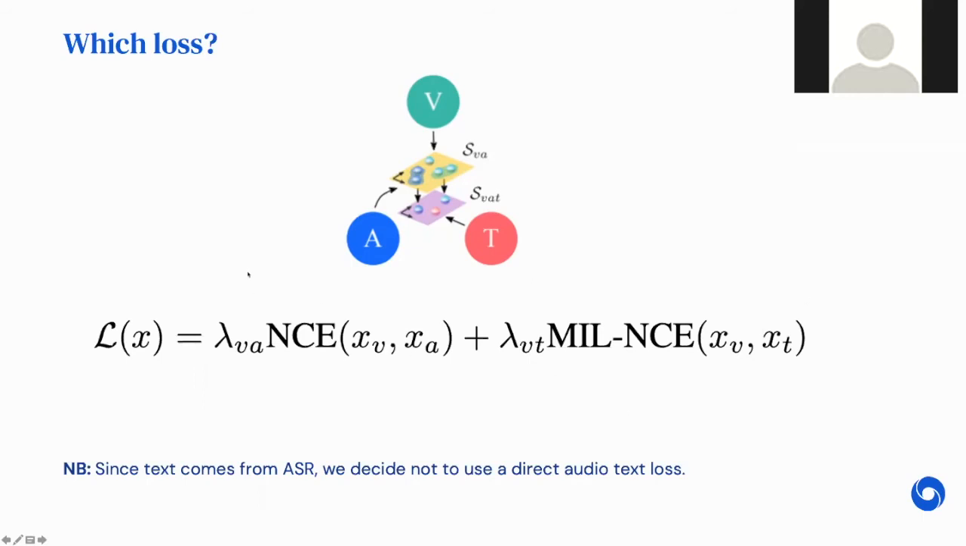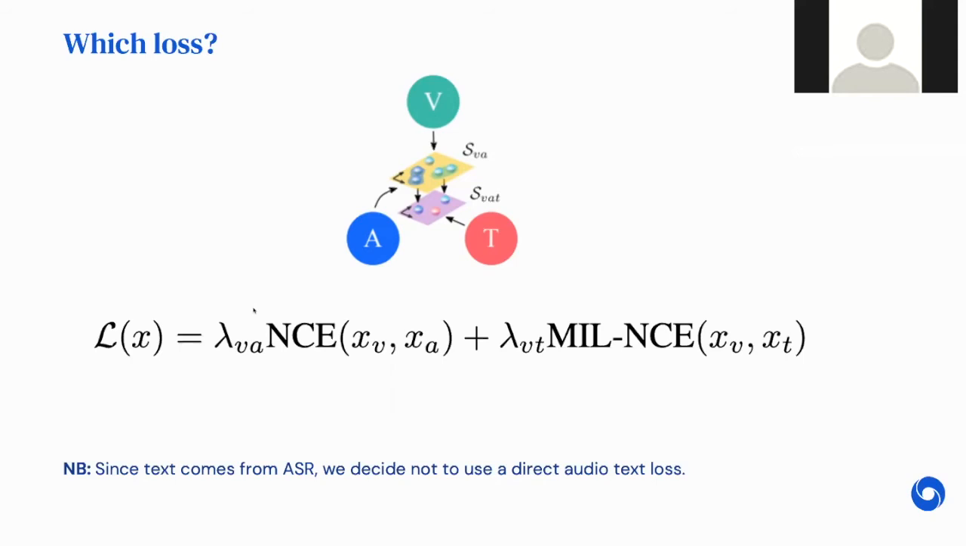Again, we made this design decision that since the text was directly coming from the audio through ASR, we decided not to use a direct audio text loss. But as I will show later in the qualitative results, we are still able to learn a kind of semantic link between the audio and the text via the vision, which is kind of the common ground in this work. Does this answer your question? Yes, thanks.